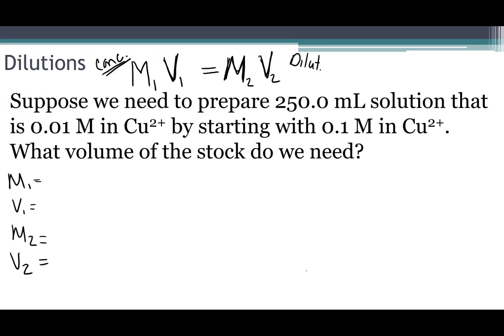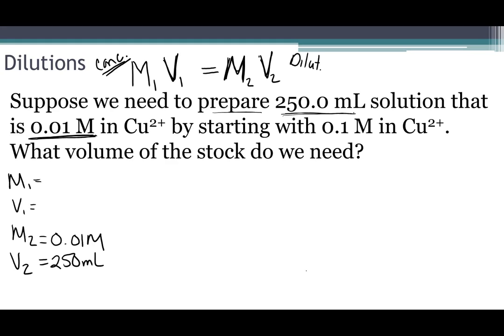Suppose we need to prepare a 250 ml solution. So this word prepare tells me that this is going to be my V2. This is going to be the solution that I make, the diluted solution. So V2 is 250 milliliters. Okay. And that solution is going to be 0.01 molar. So my diluted solution, the concentration is going to be 0.01 molar.